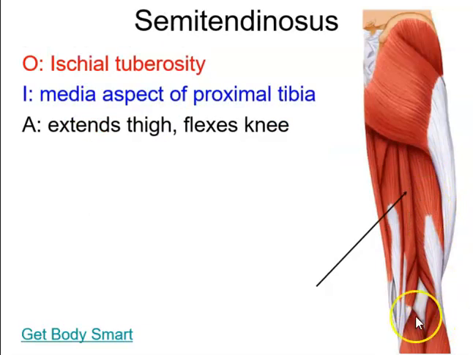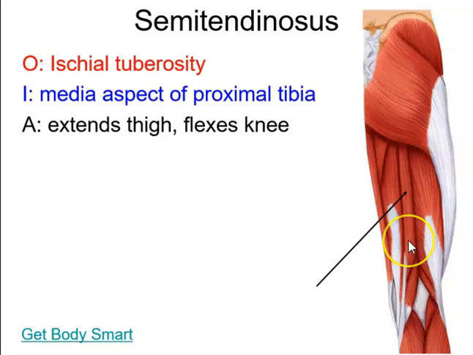The next muscle is the semitendinosus. The name is kind of a misnomer because it sounds like it's a tendon, but towards the distal portion of this muscle, it looks like a very long tendon. So you can see the long tendon of the semitendinosus.